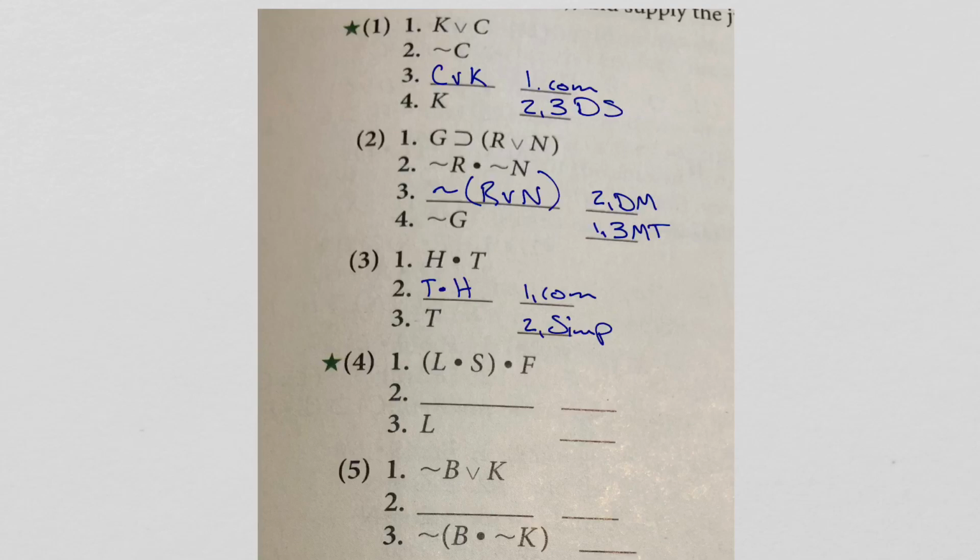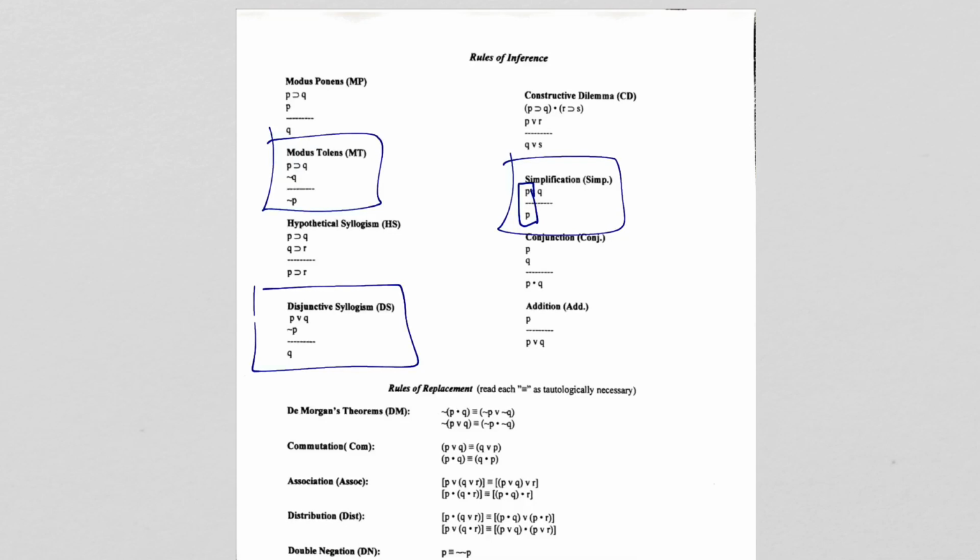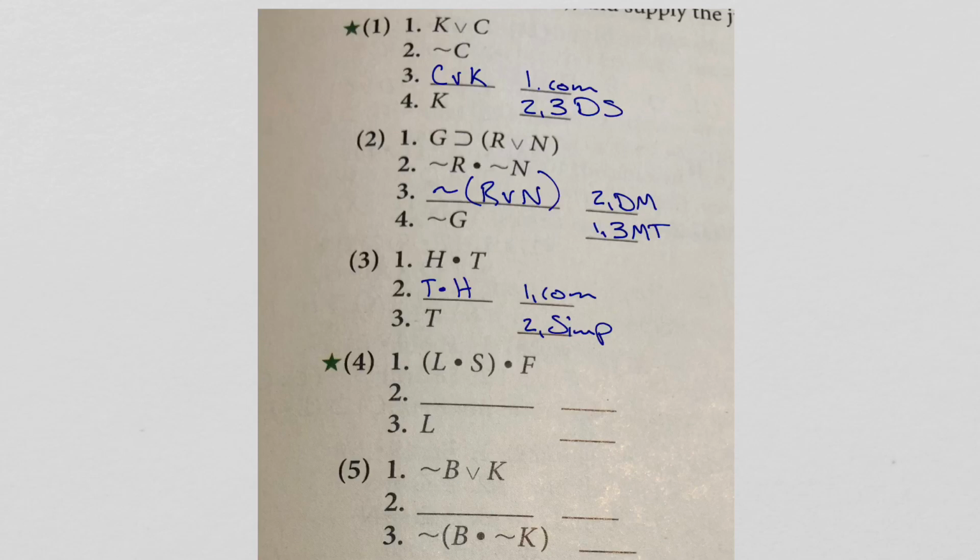Okay? 4, looks like they want us to use association. So we have our dot and our dot, so it's probably going to be this right here. So if we just switch it around, then we already have it in the right position. So it doesn't matter how many dots you have, as long as you can have one separated like this, you can bring it down. So we'll use 1 association, and then 2 will be simplify.